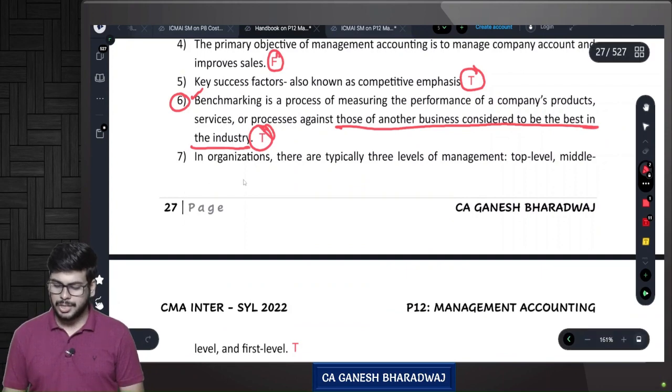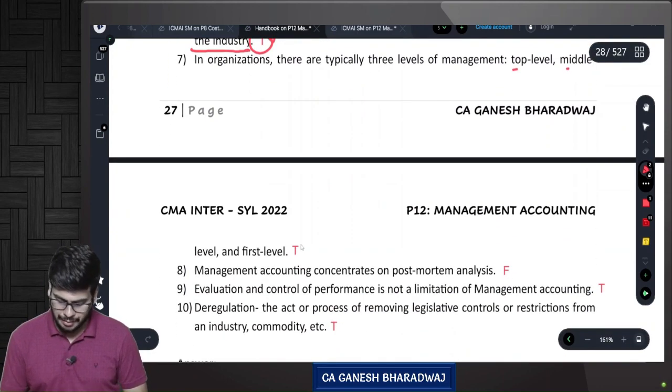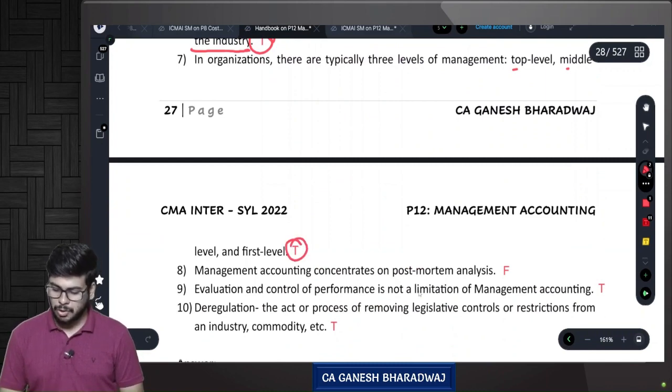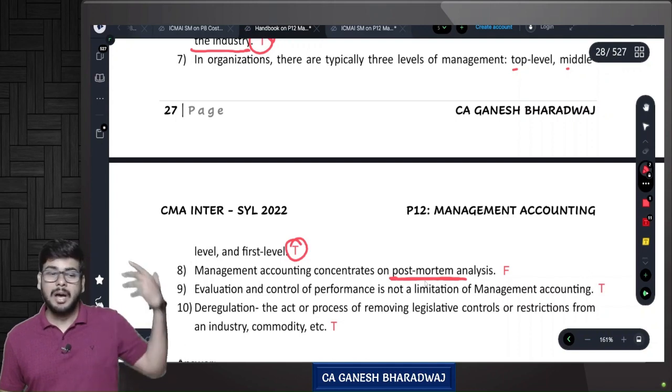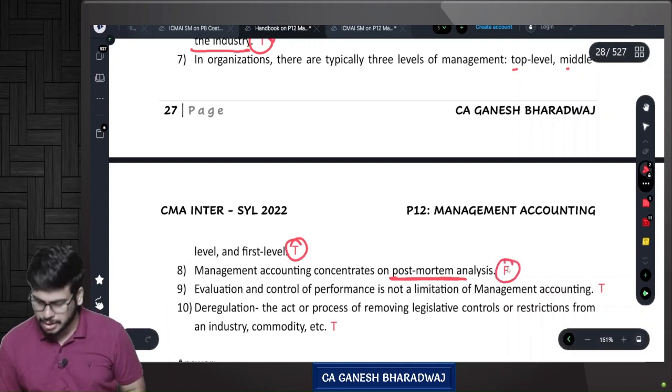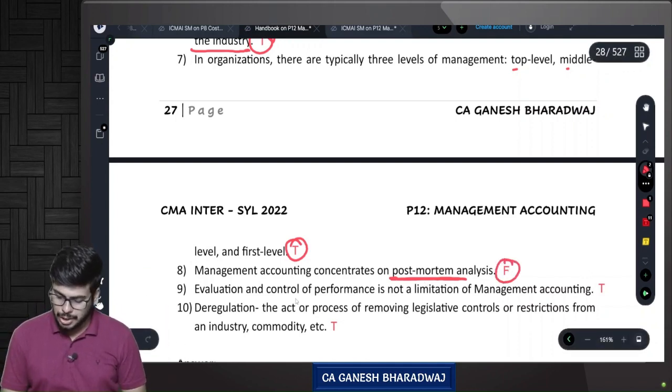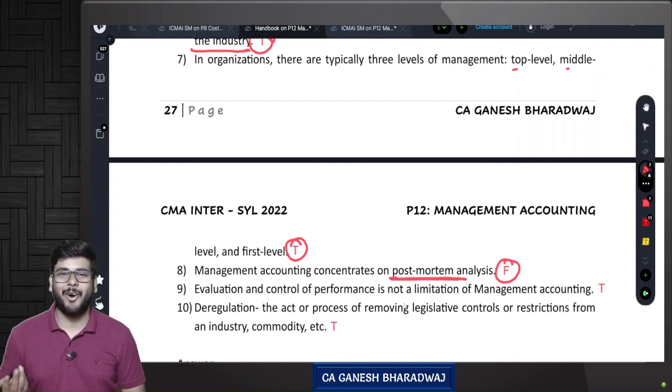In organizations, there are typically 3 levels: top, middle, and lower level. Yes, true. Then management accounting concentrates on post-mortem analysis. Absolutely not. Post-mortem means what? Past analysis. False. It is futuristic driven. Evaluation and control of performance is not a limitation of management. What is this? Obviously, how can that be a limitation? If at all it is mentioned, it should be mentioned as an advantage only.